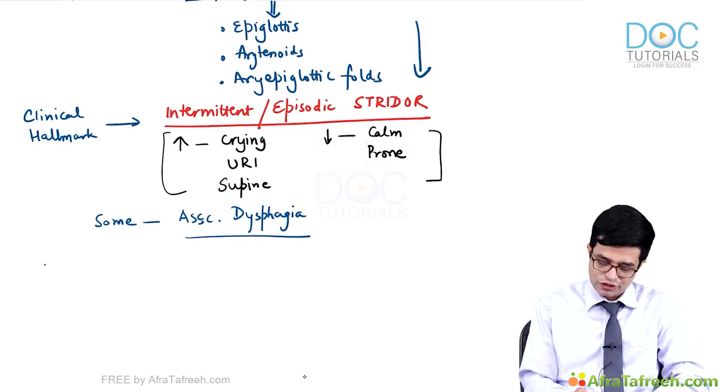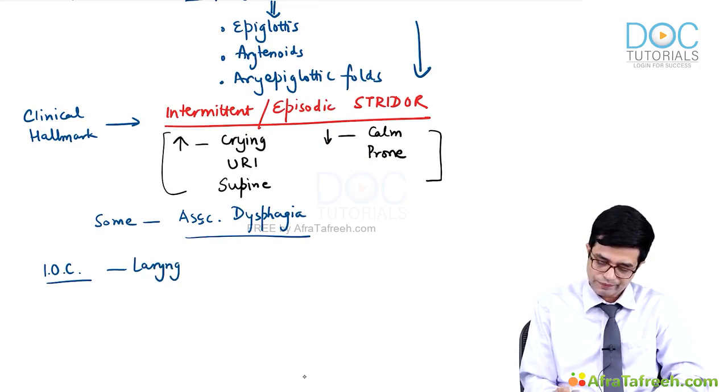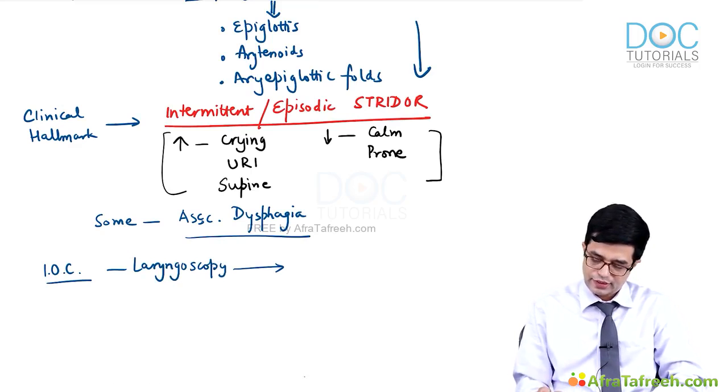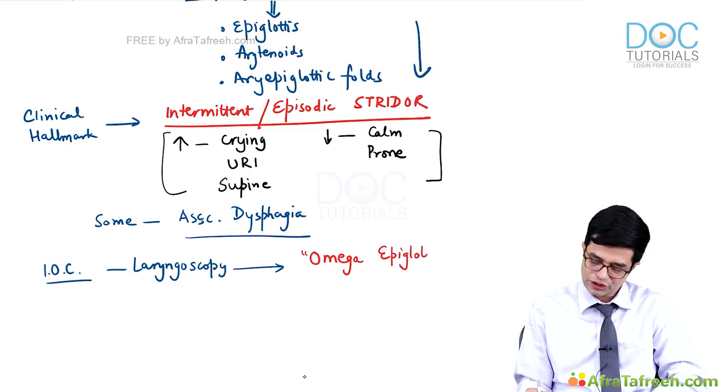What is the investigation of choice? The investigation of choice is laryngoscopy. You will do direct laryngoscopy and you will find a classic finding called omega epiglottis, also called omega-shaped epiglottis. How does omega look like? Like this.